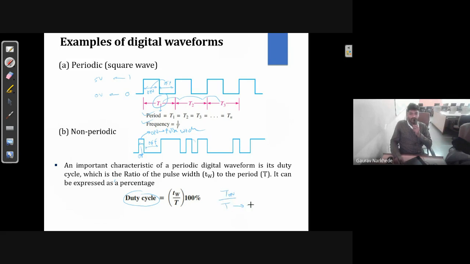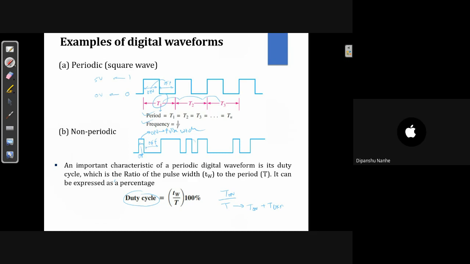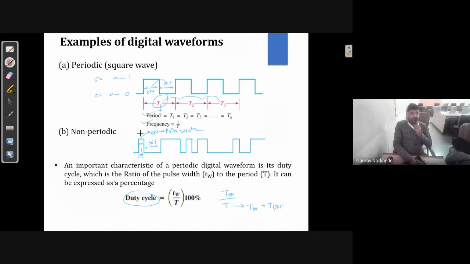What will total time be? T on plus T off. Do you understand? So let us suppose this is 5 millisecond and this is 15 millisecond. So what is duty cycle? It is the ratio of 5 milli divided by 20, that is 5 plus 15.